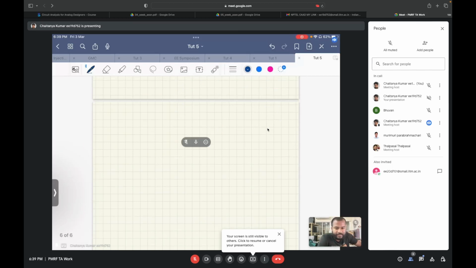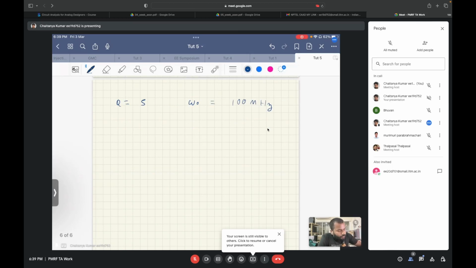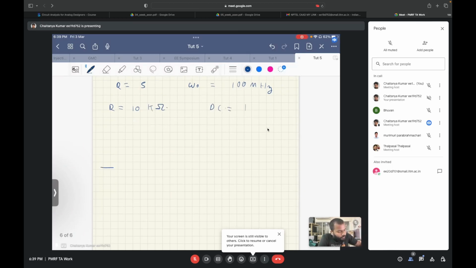So let's set up the simulation. We will take some high quality factor, so let's say a quality factor of 5 and omega naught of 100 megahertz, an input resistance of 10 kilo ohms, and DC gain of 1. So how will our biquad look like? We will have 10 kilo ohms over here.